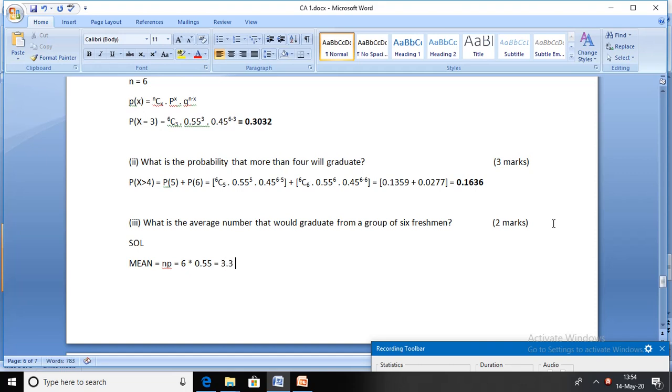Tap that in the calculator, you expect to have 3.3. Now remember what I said about discrete data? We're talking about freshmen graduating, so you cannot say 3.3 people graduate. It's not possible to have 0.3 of a person. So round off to the nearest number. So you expect 3 freshmen to graduate. That's our expectation.